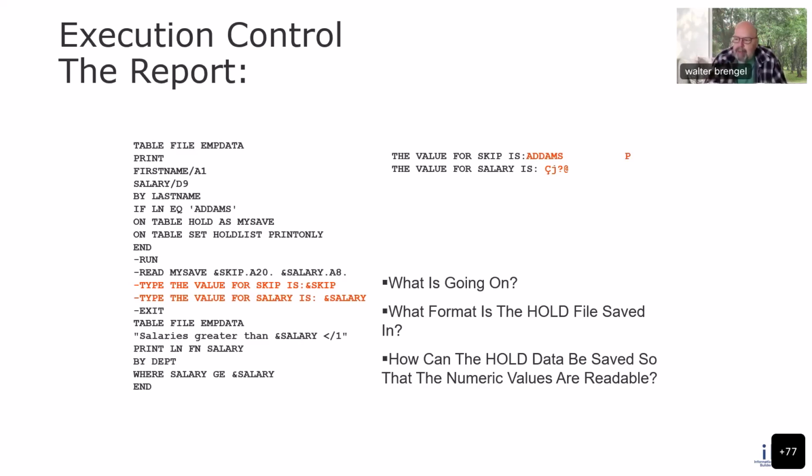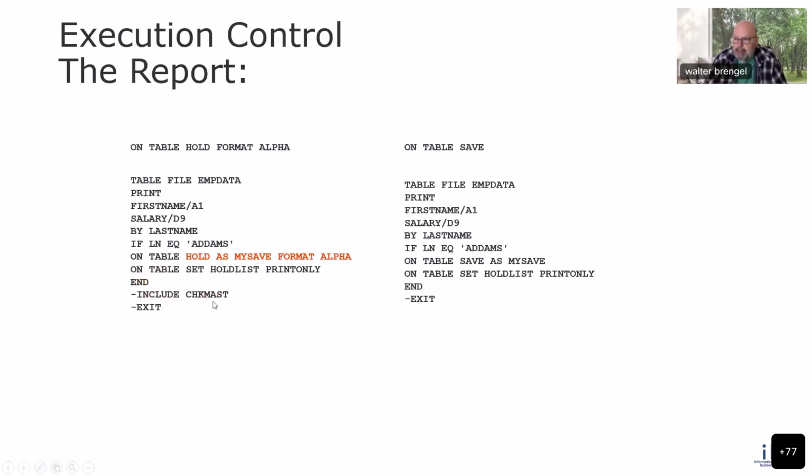So what we have to do is save the salary field as something you can read, as alpha. So how can we do that? Well, we have a couple choices. We can say on table hold as my save format alpha. Or we can do on table save as my save. See the difference? The one we're keeping it a hold, so we still get a master file generated, a synonym, and we're telling it I want format alpha. The other one is a save. Save doesn't generate a master, and it will save as format alpha by default.